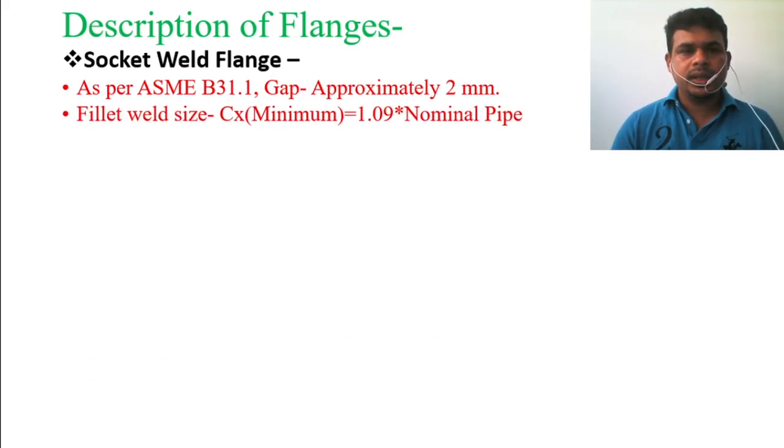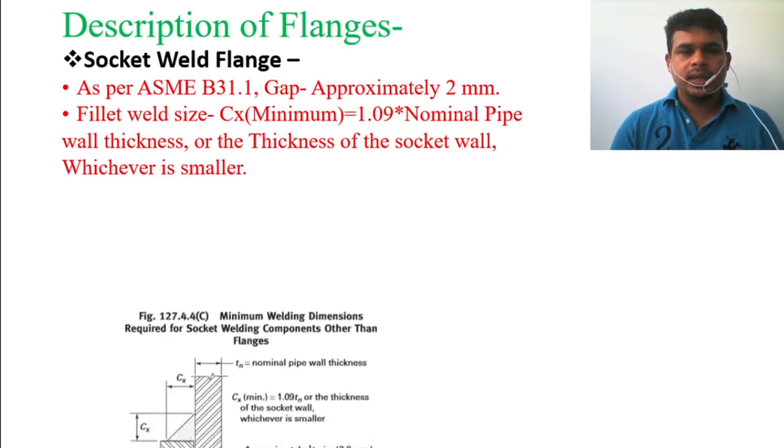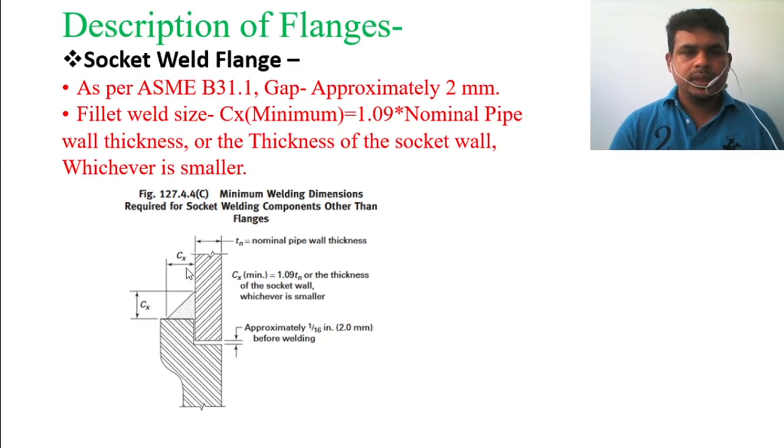Now the fillet weld size: how much should it be? I show you the picture. This CX means the leg of the fillet weld. The fillet weld size CX should be 1.09 times the nominal pipe wall thickness, or the thickness of the socket wall, whichever is smaller.